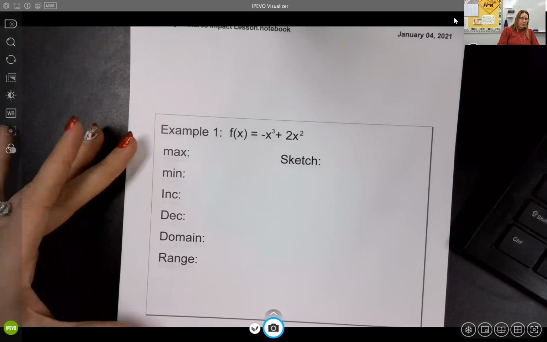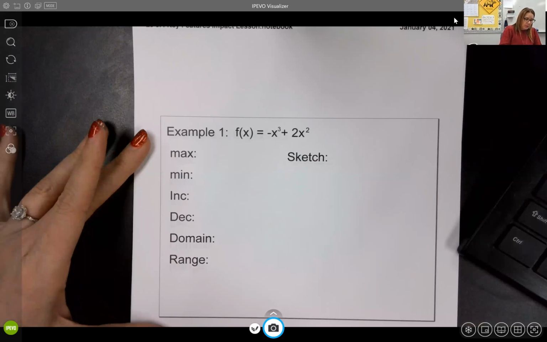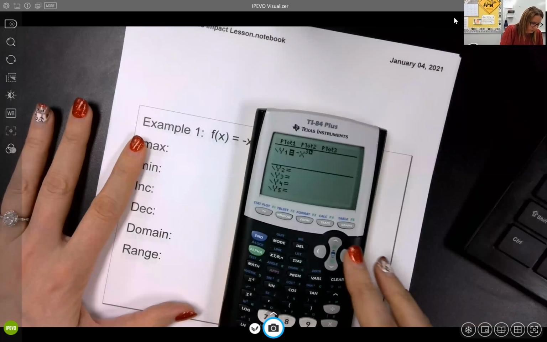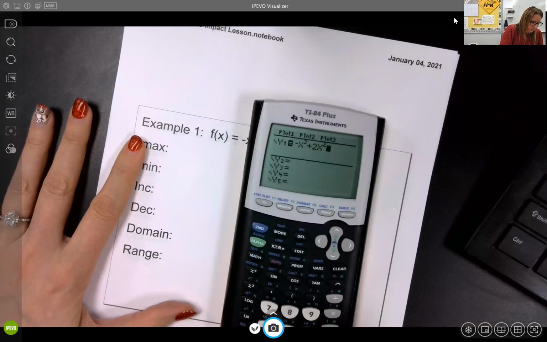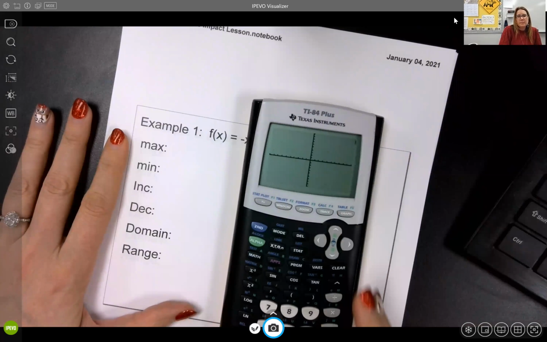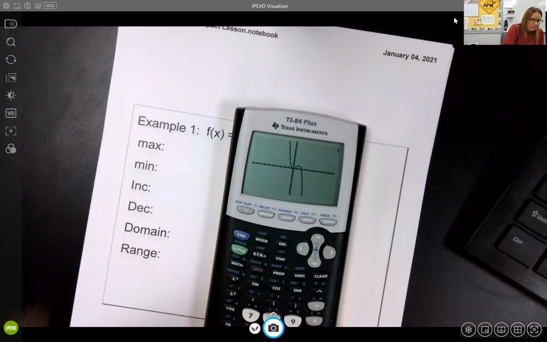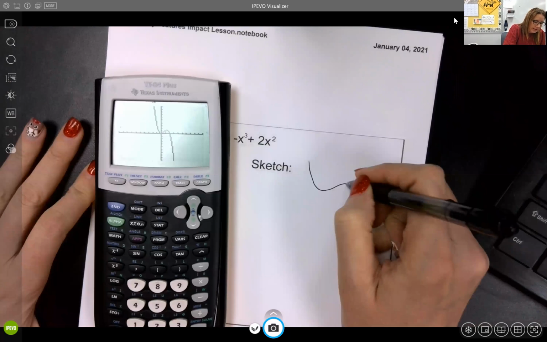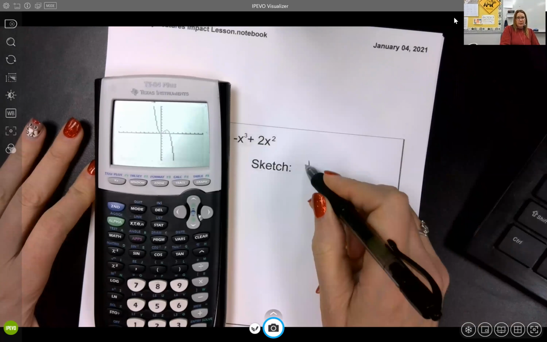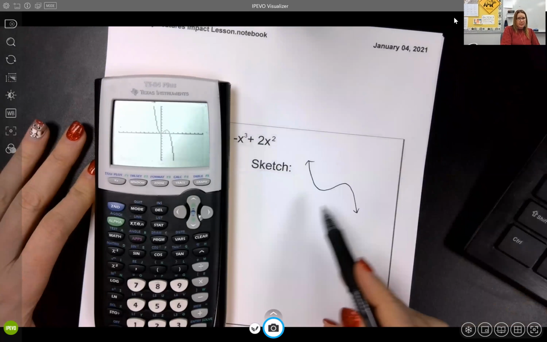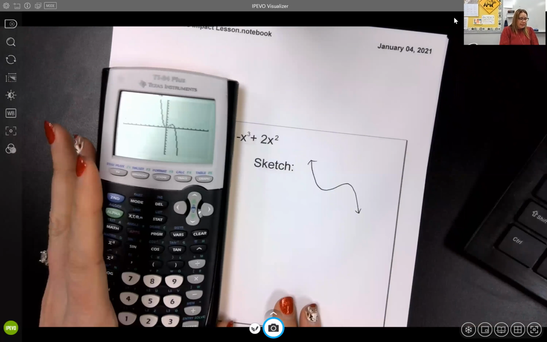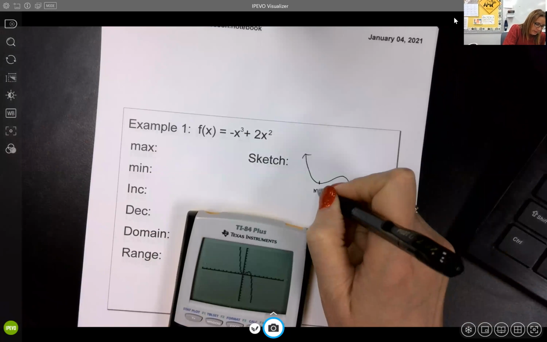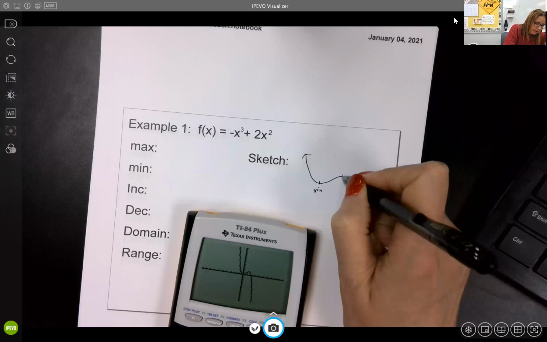So here's an example. I'm going to start off with putting it in the calculator, and then we're going to graph it. Right here, there's a spot for a sketch, so I'm going to draw the sketch of the graph. It's going to look like this. Notice this is not on the grid at all. I'm just drawing what the graph looks like. Okay, so right here, this is a minimum, and right here is a maximum.